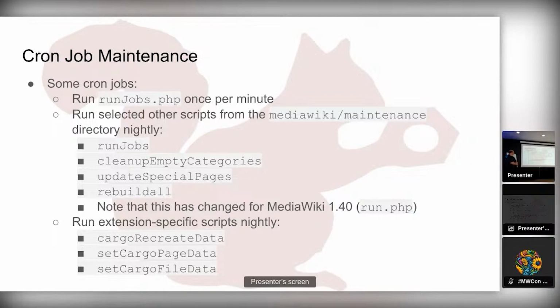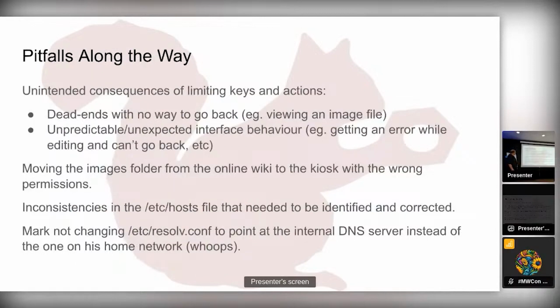That's clean up empty categories, update special pages, and rebuild all. We will have to change how that file works if we go to 1.40 on a different kiosk, because they now require this run.php thing instead. And then there's the extension-specific stuff, where I've had some difficulty with Cargo data not updating as I would expect. Maybe this is fixed and would no longer be a problem now, but I run these three every night as well. That's just one of the ways to keep them going nicely.